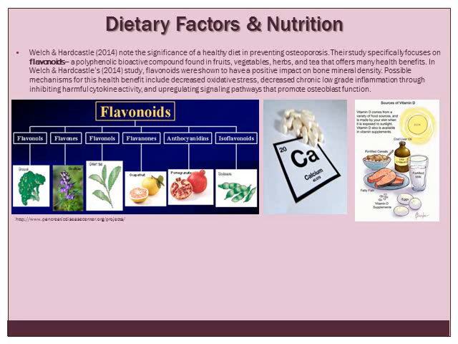And in this study, flavonoids were shown to have a positive impact on bone mineral density. And the study explained some possible mechanisms that might provide the health benefit to bone, including decreased oxidative stress, decreased chronic low-grade inflammation through the flavonoids inhibiting cytokines, which cause harmful inflammation, and through upregulating signaling pathways that promote osteoblast function.